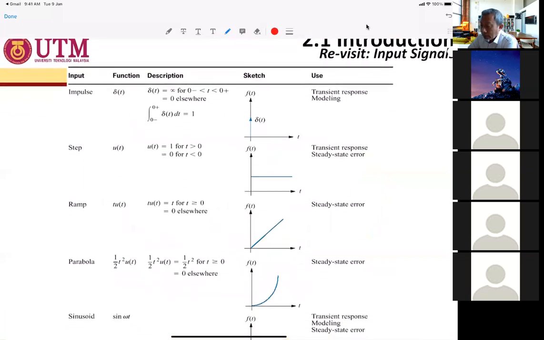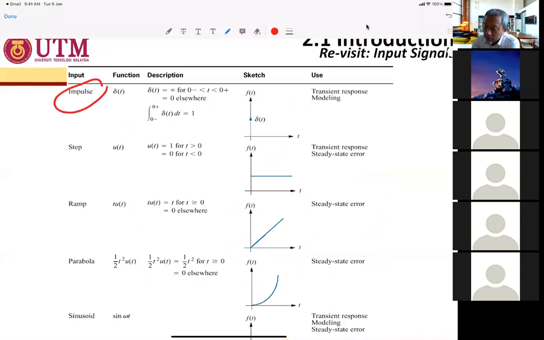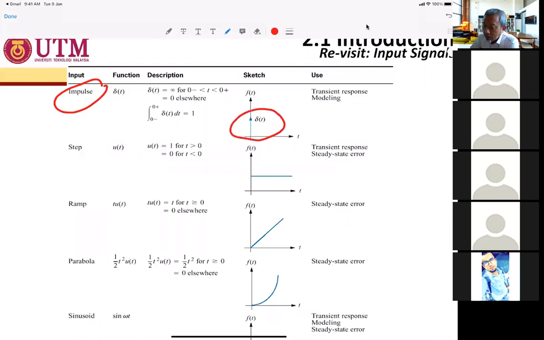So in order to do that, as I told you before, in control system, the input plays an important role, okay? The input of the system. So some of the inputs that we use in the control system is known as impulse, okay? Which is suitable for transient response and modeling. Okay, so the shape of the impulse is here, delta t. Okay, so it's a shape like this. Okay, it's a very sharp and very narrow pulse.